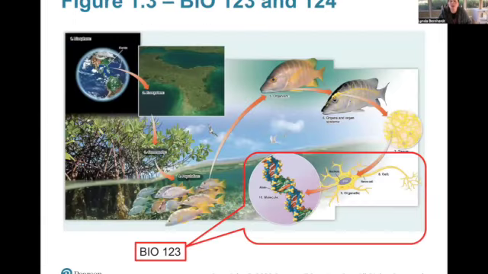And then this is just showing you how it breaks down. Do I have another one? I think this might be it.